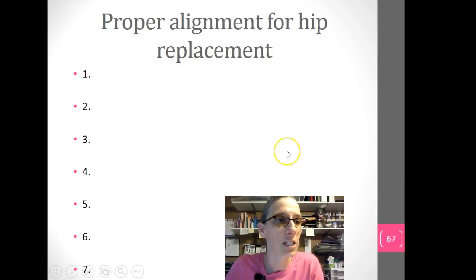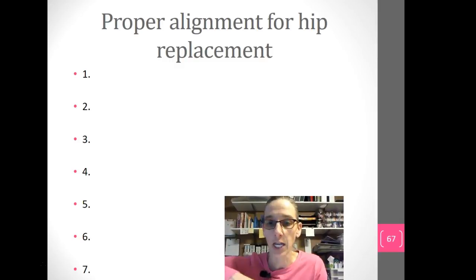Okay, proper alignment for hip replacement. You need to sit the patient with the hip angle greater than 90 degrees. Hip angle less than 90 degrees can cause dislocation. You can implement measures to prevent things like skin breakdown. You're going to clean when soiled, use barrier creams, turn every 2 hours, and use that abductor pillow, a pillow between the knees so that the hip doesn't fall down.